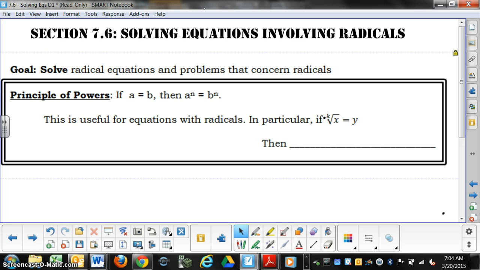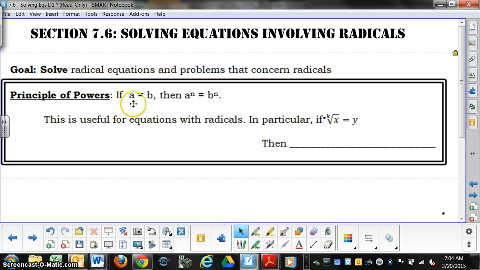We're going to do 7.6 today. As you can see here, it's solving equations involving radicals. I figured out I got a little circle feature with my stylus. So, solving equations involving radicals. Our goal today is to solve equations with radicals in them, radical equations and problems that concern radicals. Usually that means word problems. And there's one rule we really need you to know.